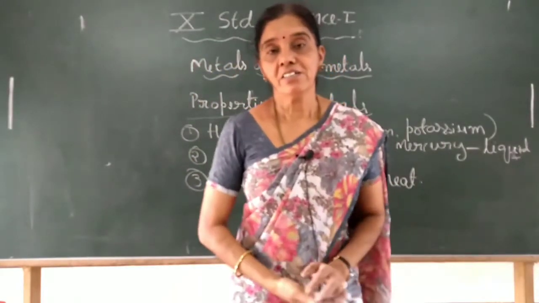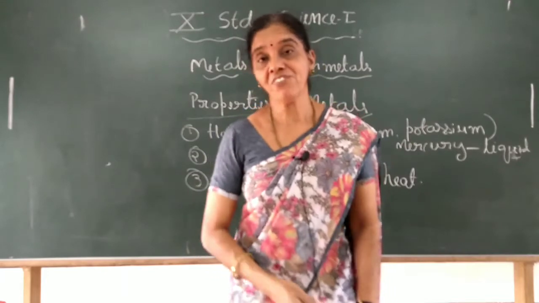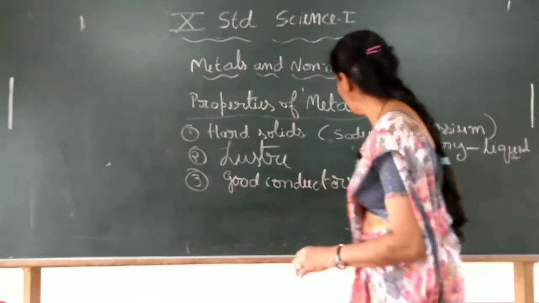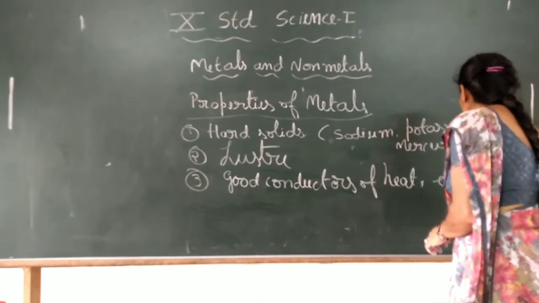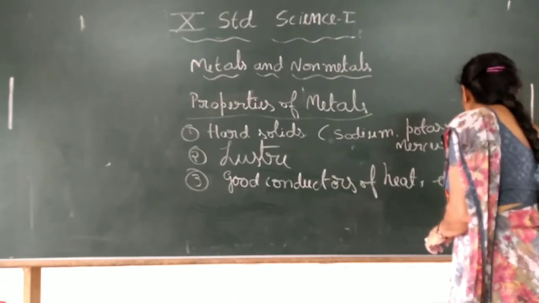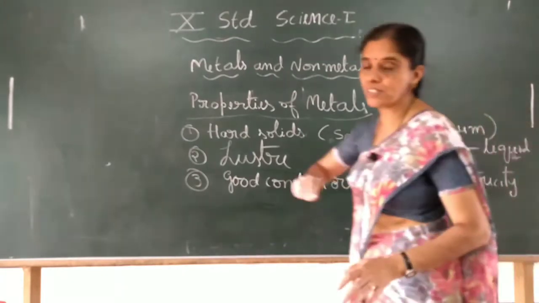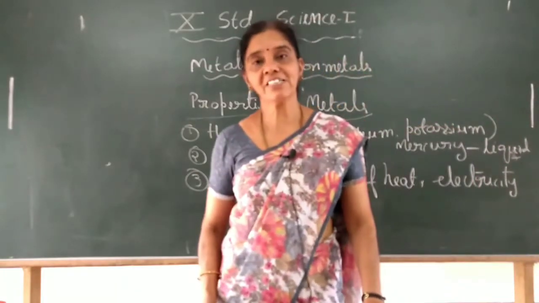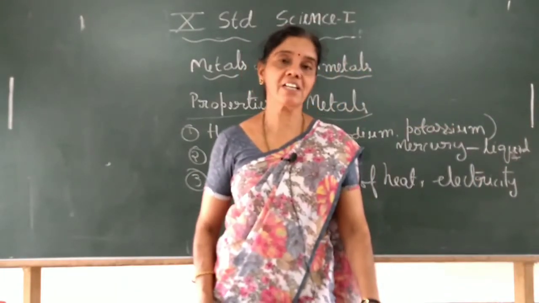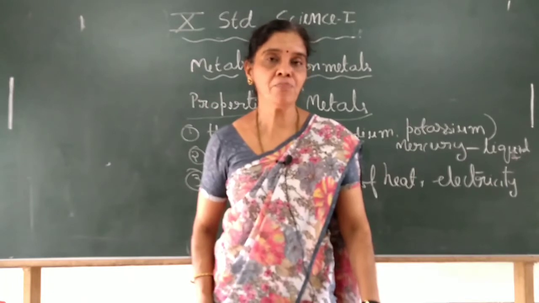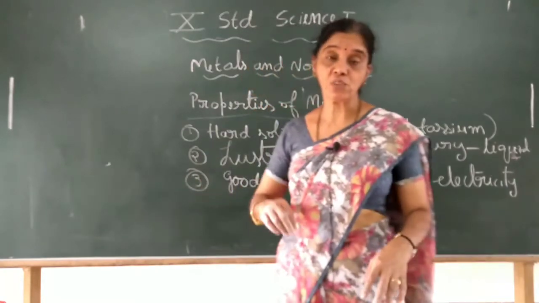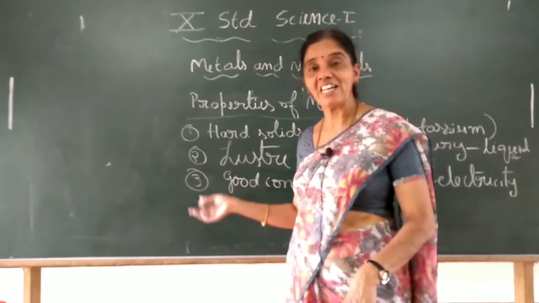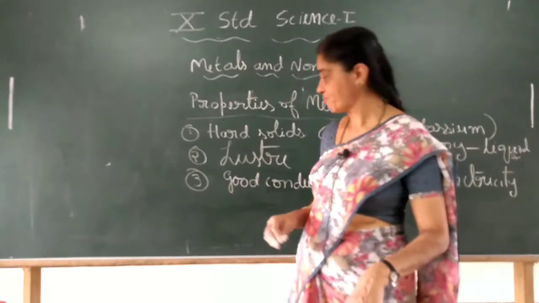And they are good conductors of electricity also. Not only heat, they are good conductors of electricity. That is why in all your houses, if you see the conducting wire in which the current passes, it is either aluminium or copper wire. That is the property. They are good conductors of both heat as well as electricity.